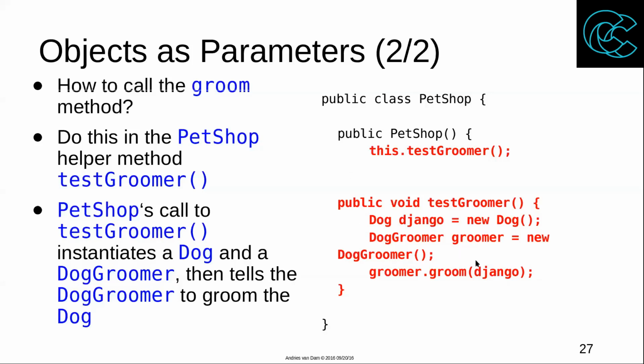So now you are passing in the details of the dog that needs to be groomed to the groomer who should be taking care of the dog. So now the groomer has the details of the dog, and they can take care of the dog, right? So that's how you do it.